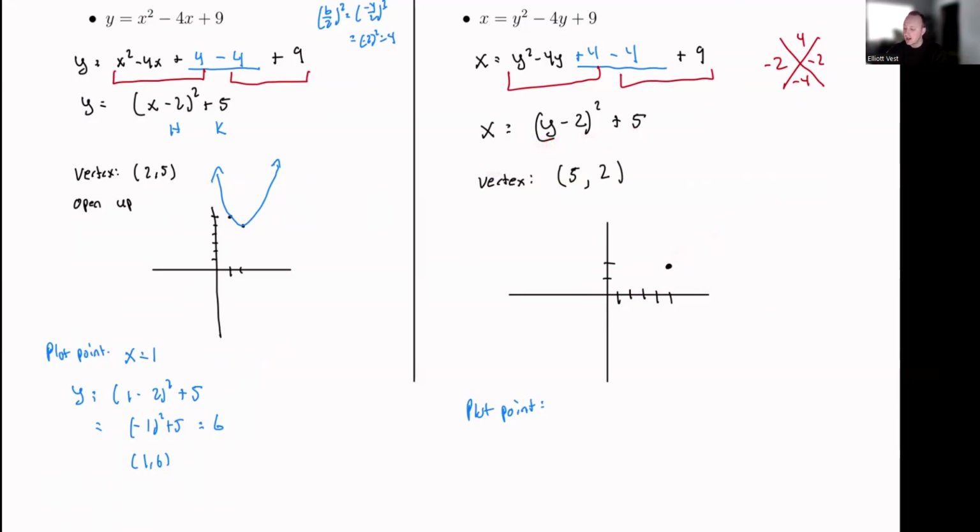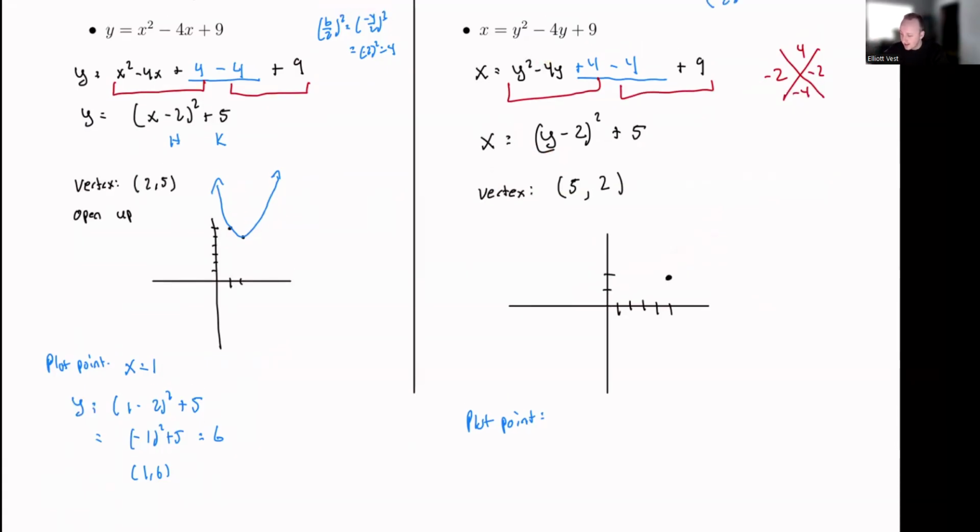And again, this is the switching of x's and y's mindset, so it should make sense to plug in a value for y instead. What's a value we can plug in for y? Well, what's a clean value? Close to y equals 2 as well. Let's do y equals 3. Why not? Y equals 3.